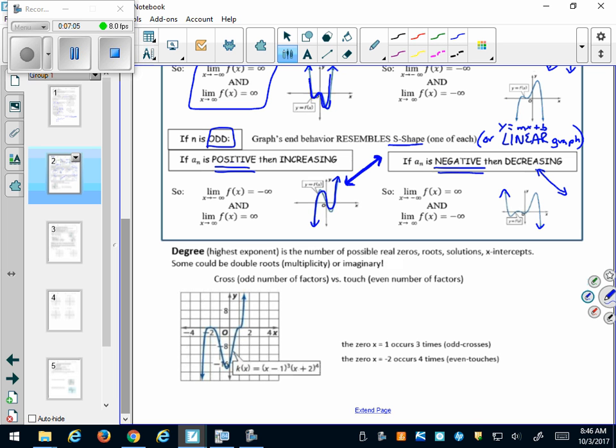All good? Okay. All right. The degree, like we talked about, is your highest exponent. It's the number of possible real zeros, also called roots, also called solutions, also called x-intercepts, right?